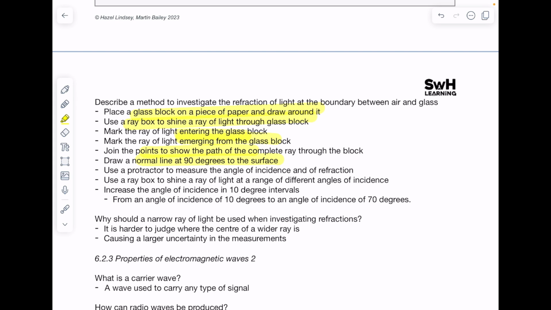We add a normal so that we can actually measure our angle of incidence and our angle of refraction. Make sure you're mentioning the fact you need a protractor to do that. And then we can alter the angles of incidence to produce new angles of refraction. And I'm going to show you a past paper question now that deals with this.